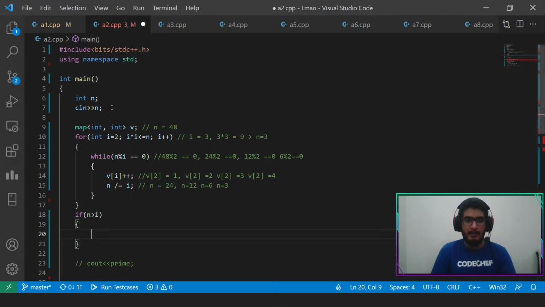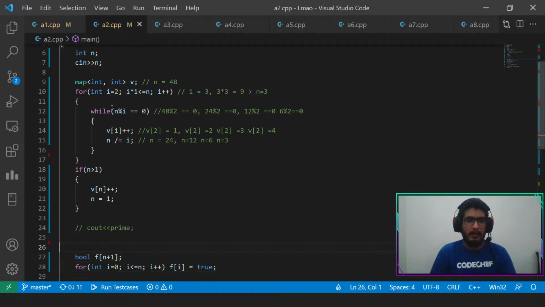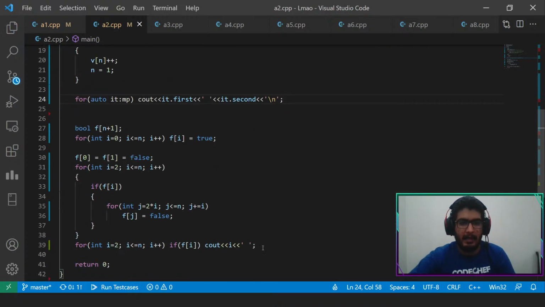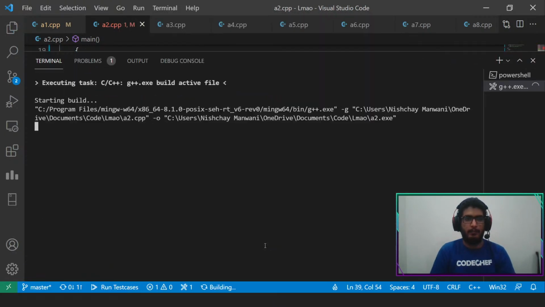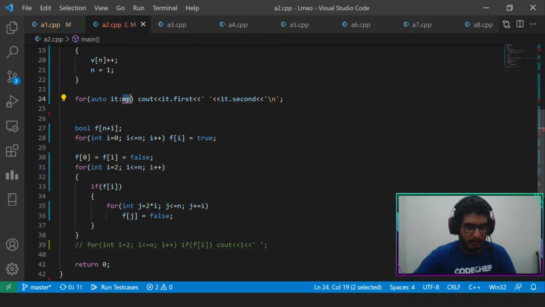If n is greater than 1, vn plus plus, n is equal to 1, right? So let us output this map: for auto it in map, cout it dot first, it dot second, right? Let us output it in such a manner, and let me remove this output. There was some kind of error. Acha, it would be a v here.